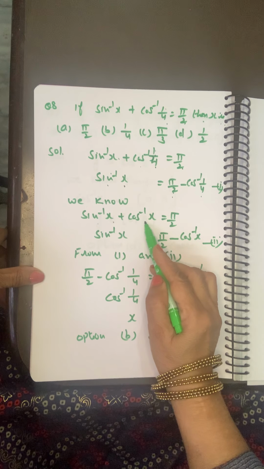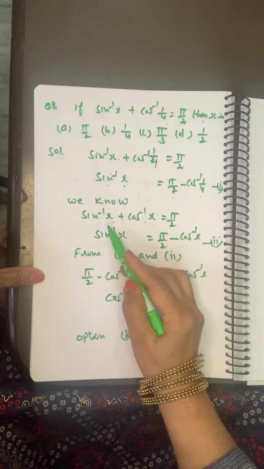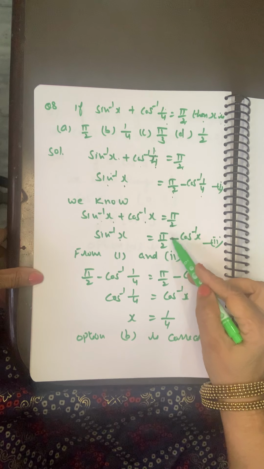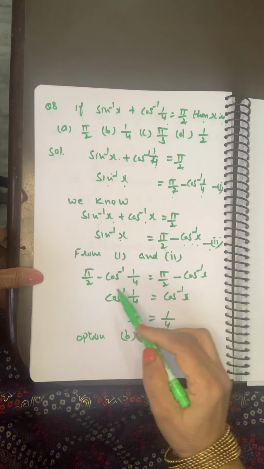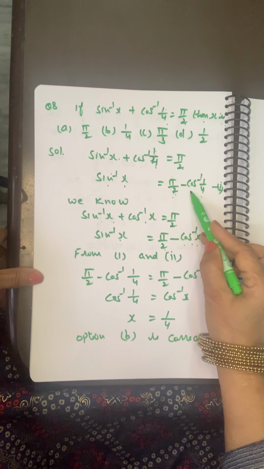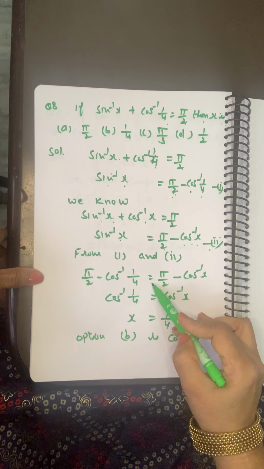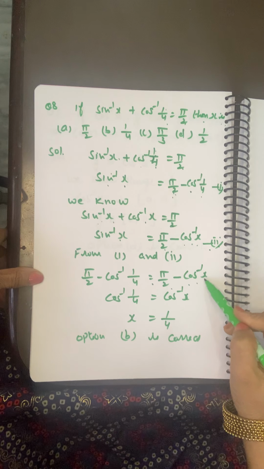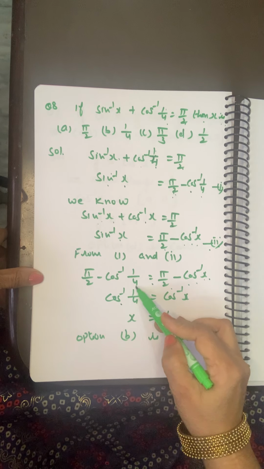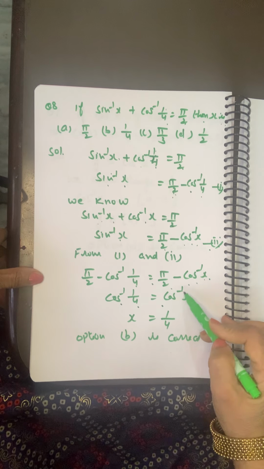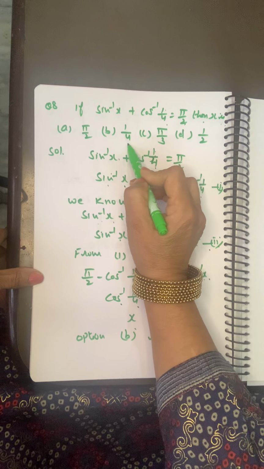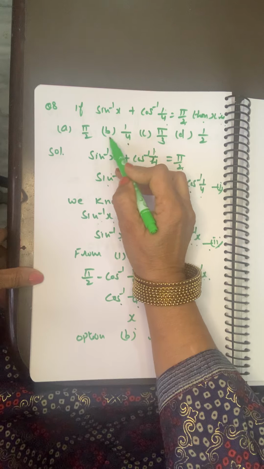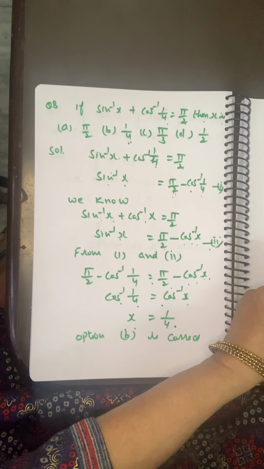You know the formula: sin inverse x plus cos inverse x equal to pi by 2. Here sin inverse x equal to pi by 2 minus cos inverse x, call it number 2. From 1 and 2, we will get pi by 2 minus cos inverse 1 by 4 equal to pi by 2 minus cos inverse x. So cos inverse 1 by 4 equal to cos inverse x, x equal to 1 by 4. Which option is correct? Option B is correct. Answer is 1 by 4.